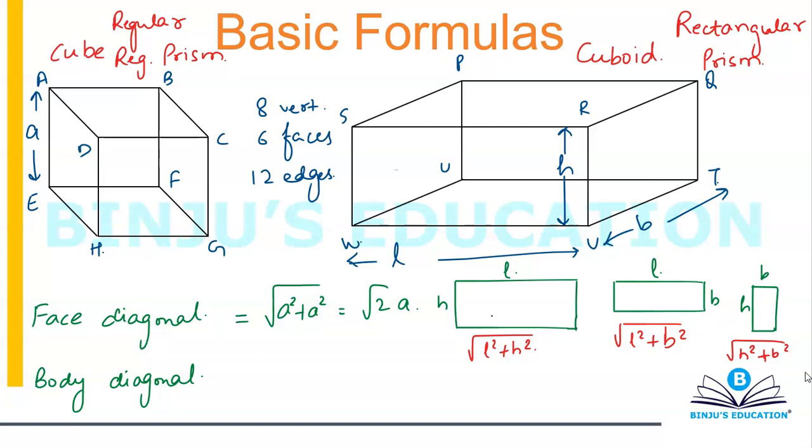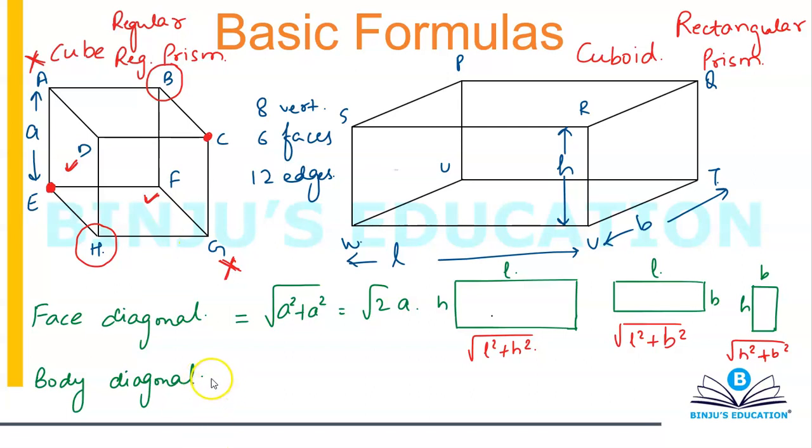Now let's talk about the body diagonal. The body diagonal is basically going from one of the vertices to the diametrically opposite vertex. For example, if I talk about the cube, then I'm basically talking about EC, or you can say BH. You can also talk about AG, or you can talk about DF. Connecting any one of them is going to give you the body diagonal. In this case it's going to be a three-dimensional thing.